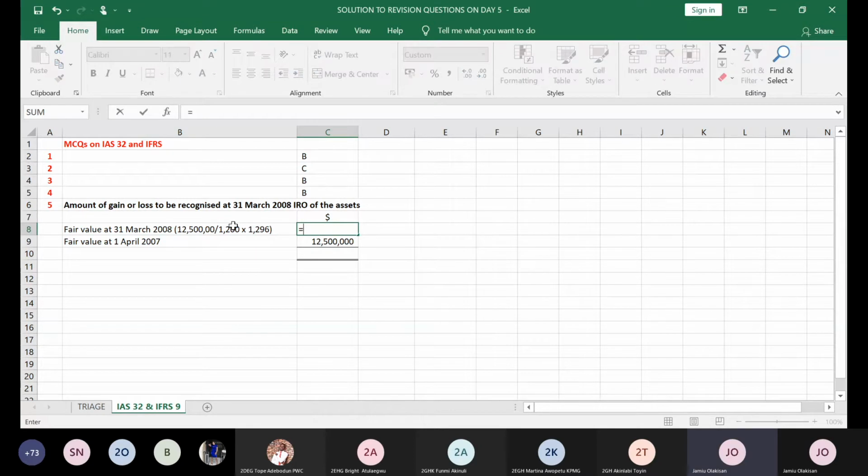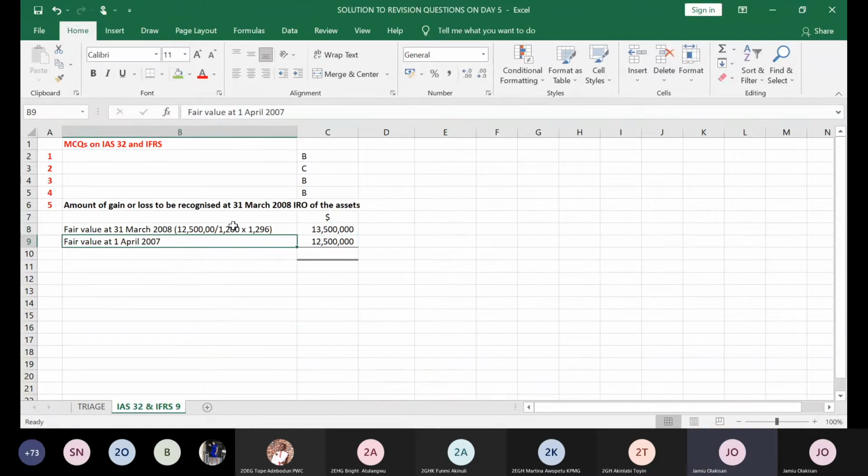That should give us the fair value at the end of the year. So we say 12,500 divided by what? 12 times 1296, right? That is 13,500. So at the beginning of the year, it was 12,500, and it has increased to 13,500 at the end of the year.